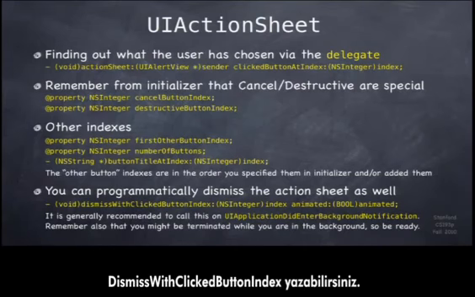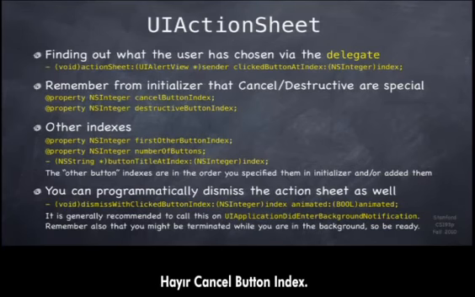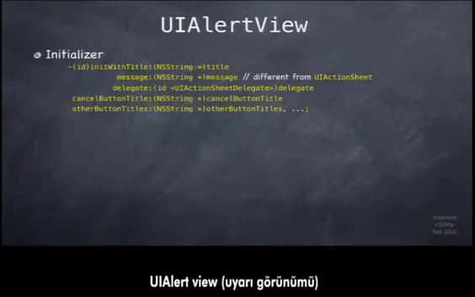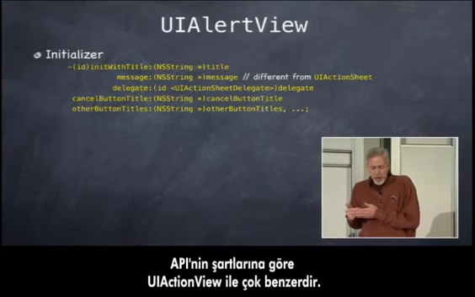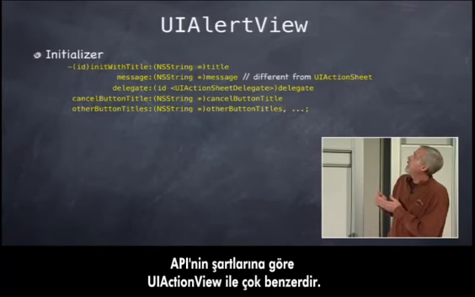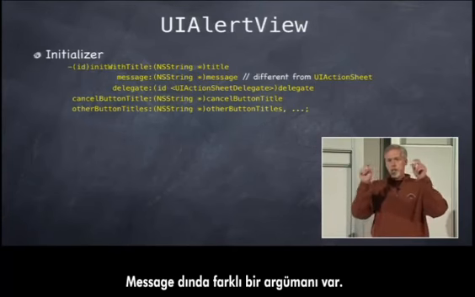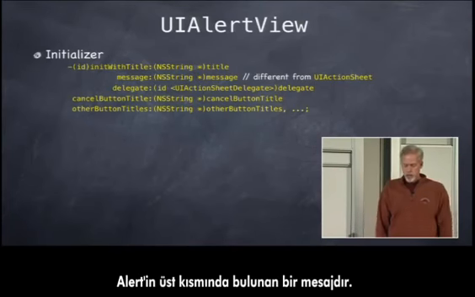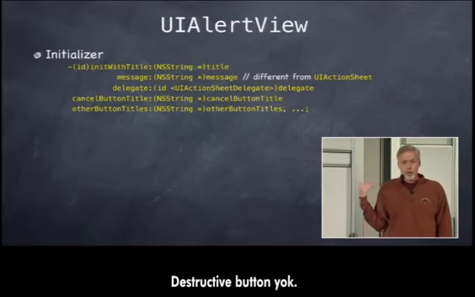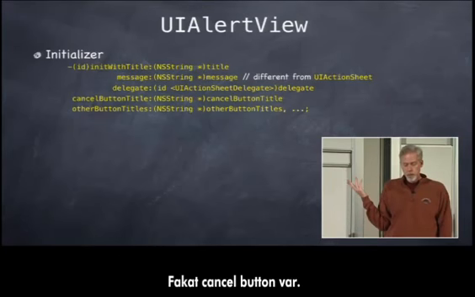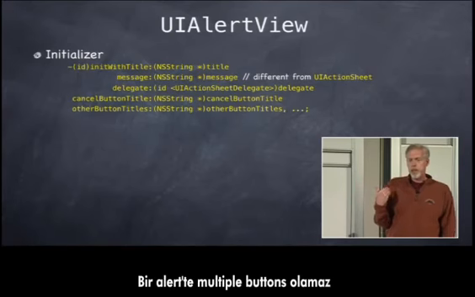So you could say dismiss with clicked button index, cancel button index, okay, to cancel it. Okay, UI alert view, very, very similar to UI action view in terms of its API. You can see it has an init with title. Notice it has a different argument there, message, which is the message along the top of the alert. It also has no destructive button. But it does have a cancel button, and it does have other button titles. You can have multiple buttons in an alert.